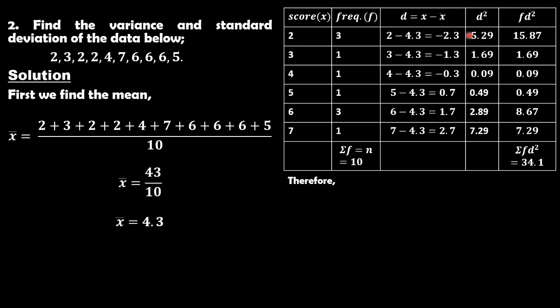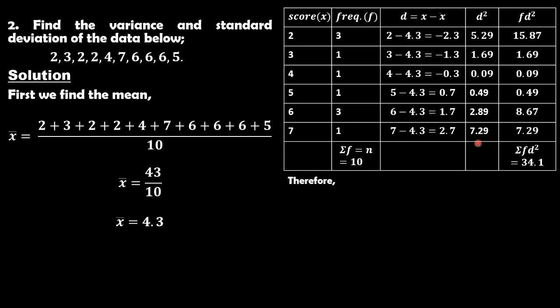Now, the next thing is to square the result we obtain from here. So minus 2.3 squared gives us 5.29. Minus 1.3 squared gives us 1.69. Minus 0.3 squared gives us 0.09. 0.7 squared gives us 0.49. 1.7 squared gives us 2.89. And 2.7 squared gives us 7.29.